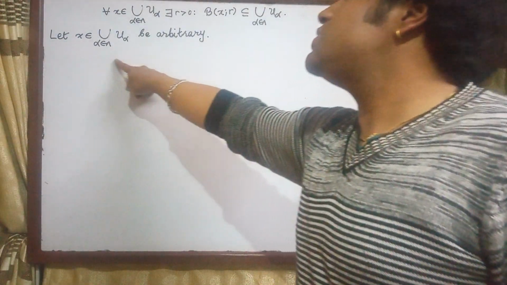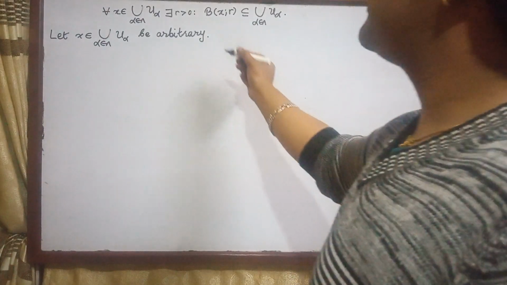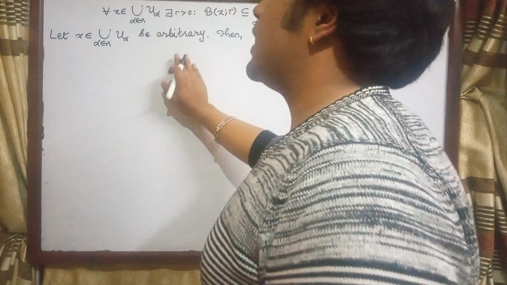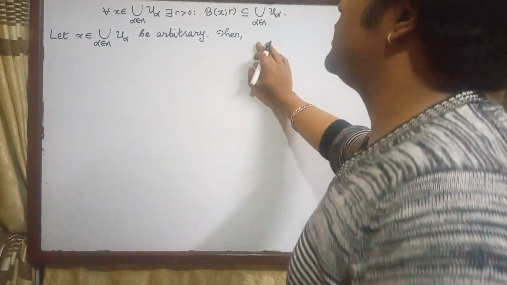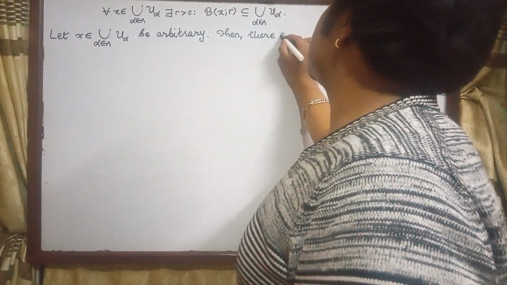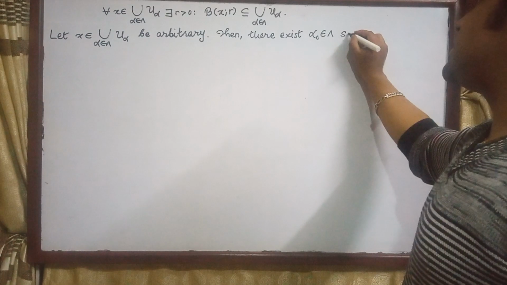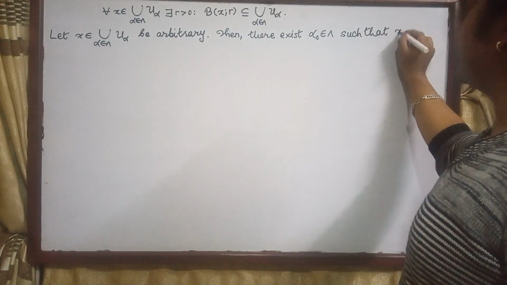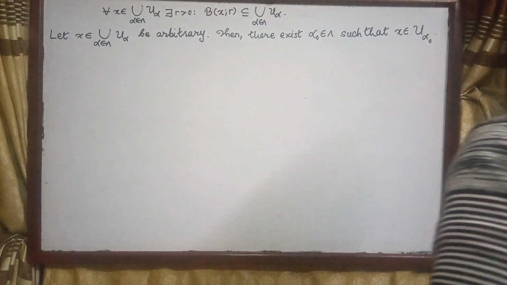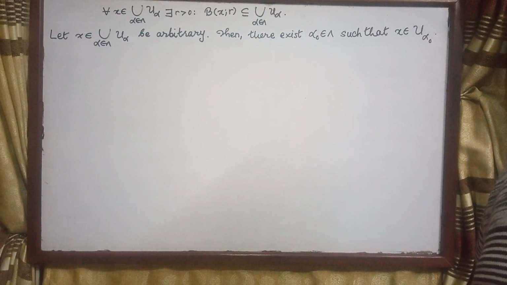So let's see. x belonging to this is arbitrary. Now before defining some r, since we've taken x belonging to the union, what we can see from the properties of the union is that, before defining r, we're not defining r just yet, we will define it, there exists alpha naught belonging to the index set such that x belongs to U alpha naught. Why is this? Because this is a non-empty union.